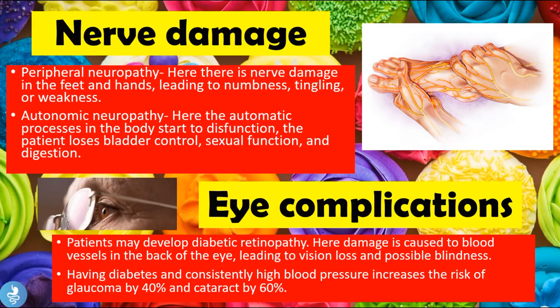We can also have autonomic neuropathy in the patient, and here the autonomic processes in the body start to dysfunction. So the patient loses bladder control, sexual function, and digestive functions. Some of the eye complications these patients may suffer from: patients may develop diabetic retinopathy, where damage is caused to blood vessels in the back of the eye, leading to vision loss and possible blindness. Having diabetes and constantly high blood pressure can also increase the risk of glaucoma by 40% and cataract by 60%.